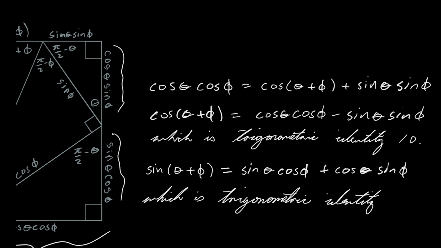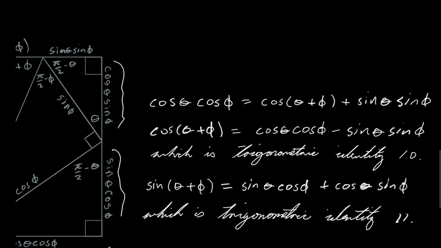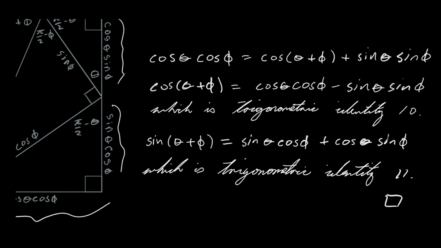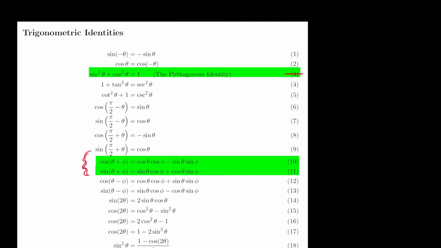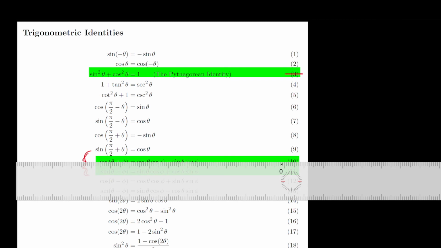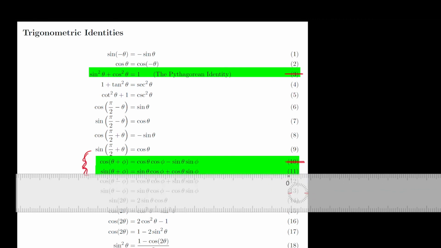Okay, so this completes our proof of both of those trigonometric identities, the sum formulae, plural. And both of them fell out of one proof. So we can go up to our list of trigonometric identities and cross two of them out, because it's always nice to cross things off a to-do list.